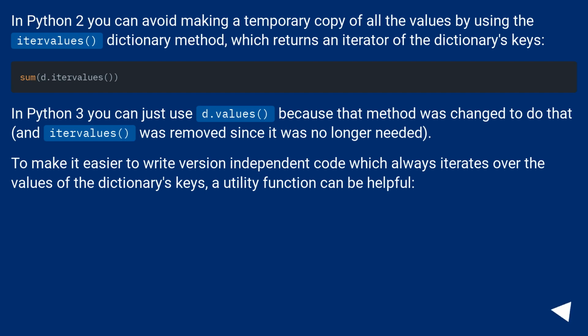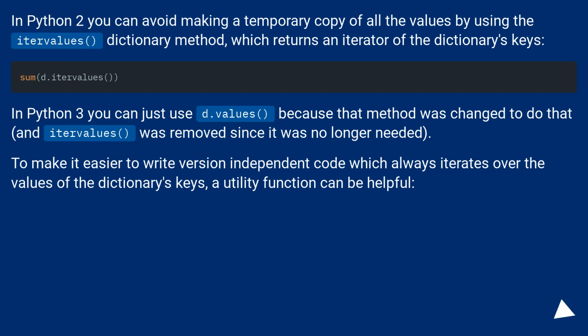In Python 2 you can avoid making a temporary copy of all the values by using the itervalues dictionary method, which returns an iterator of the dictionary's values. In Python 3 you can just use d.values because that method was changed to do that, and itervalues was removed since it was no longer needed.